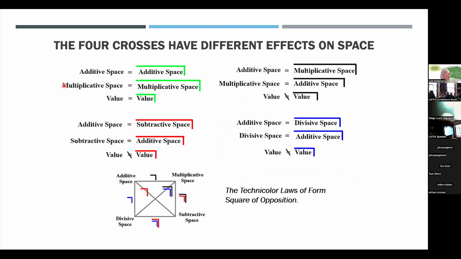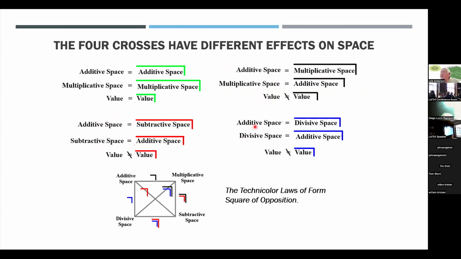So here's the summary, and I stole it mostly from Lewis's paper. We have the additive space with the green cross, it stays the same. It doesn't change the value, it doesn't change anything. There's the set theory. This is what Lewis discovered, that the additive space is the cross of the multiplicative space. And now we've added subtractive space, and it goes from additive space. So additive space to subtractive space and back again, and the values are different.